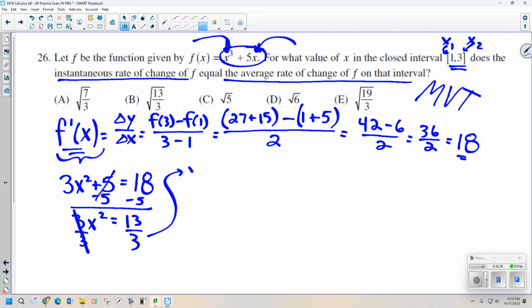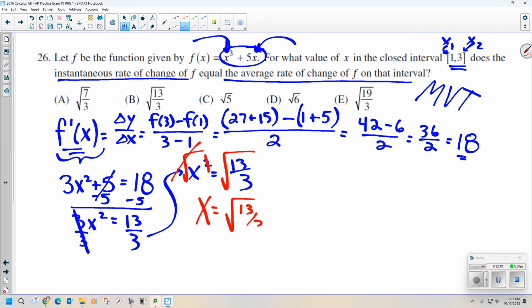Bam! X squared equals 13 over 3. I need to get the x alone. Opposite math. This happens at the square root of 13 over 3. Now, if you're watching this video, you might be saying to yourself, Mister, anytime I undo a square root, I'm supposed to put plus or minus. You are. None of these answers are plus or minus. You came up with 13 over 3, which is fine.